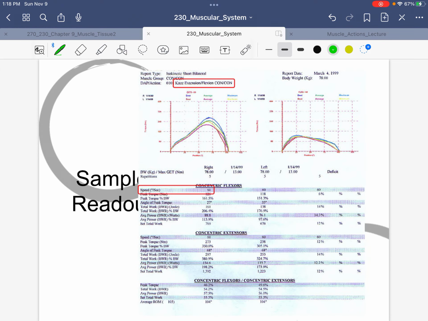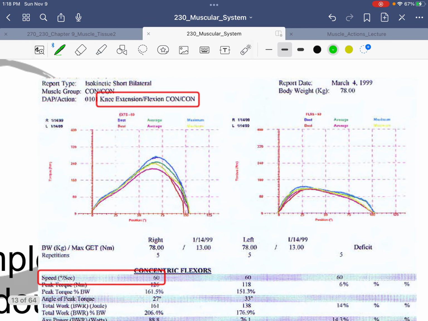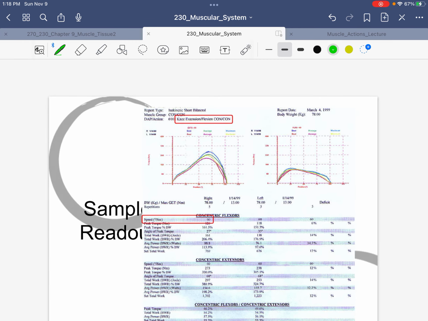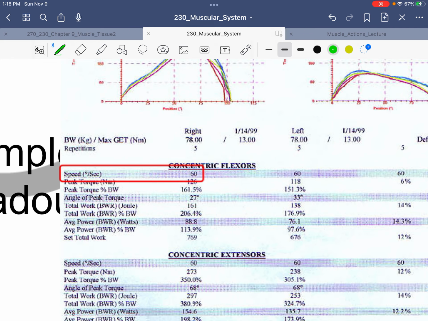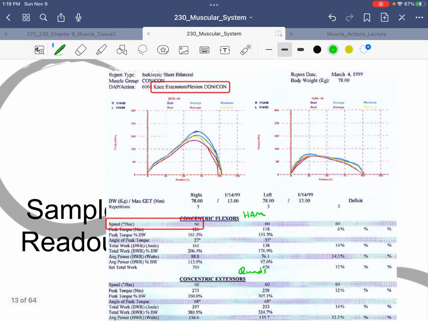It's really cool. I've given you some examples. This is what's commonly used after someone is completing or near completing an ACL reconstructive surgery. You can actually measure. We want to make sure that there's a certain percentage of strength back. So you can measure it. So here we've done concentric. The concentric flexors would be the hamstrings. The concentric extensors would be the quads. So here we're measuring the strength of the hamstrings and quads at a certain speed.